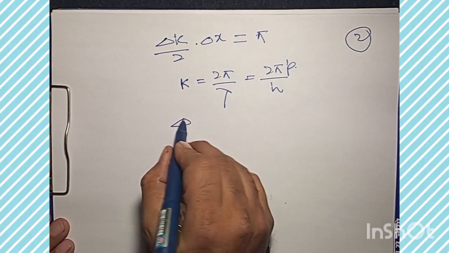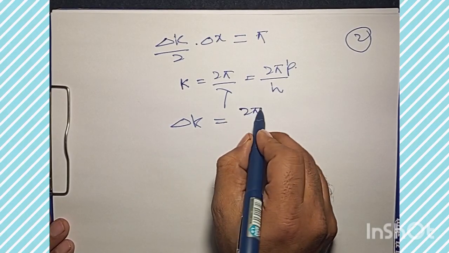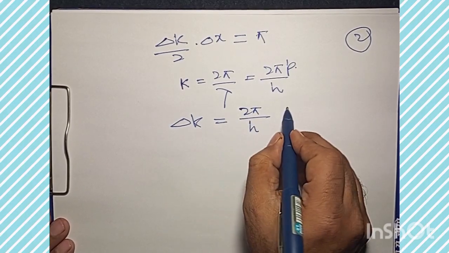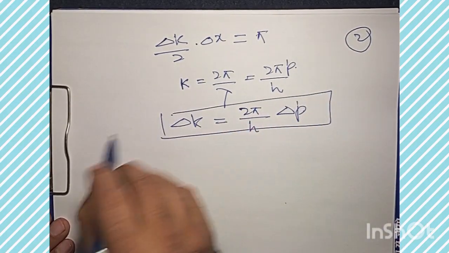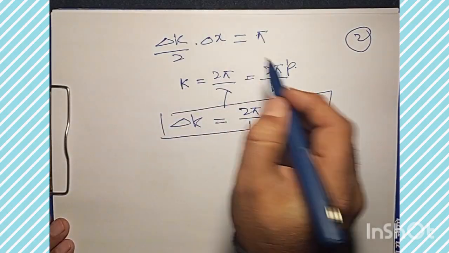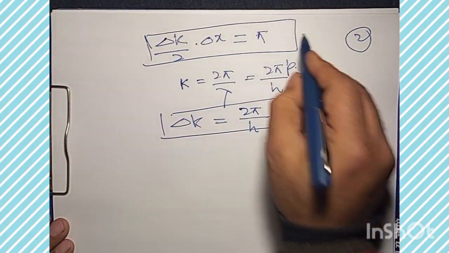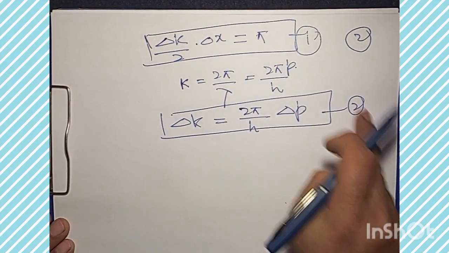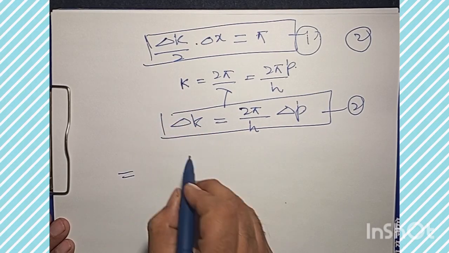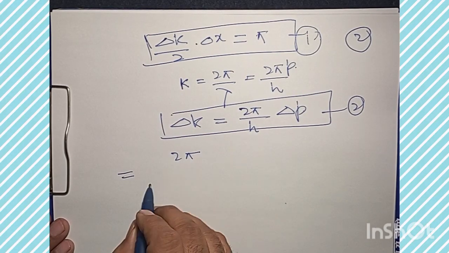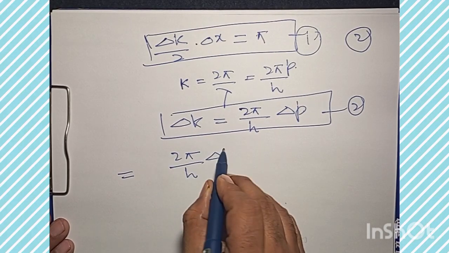So what about delta k? What will be delta k? Delta k will be 2 pi, they are the constants, h is a constant, I will have delta p. Right? So I can think of using this, say 2 and this is 1. Using this 2 in 1, what I am going to get is, instead of delta k, I will use 2 pi by h delta p.